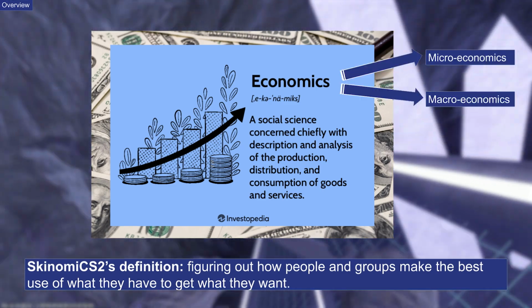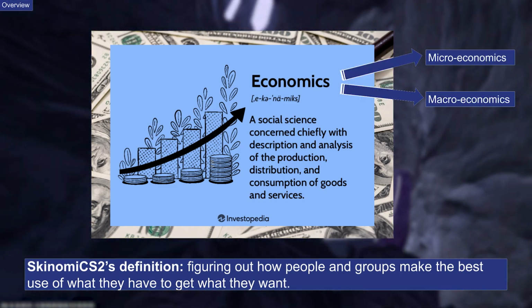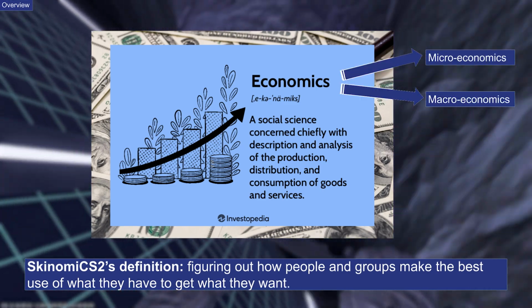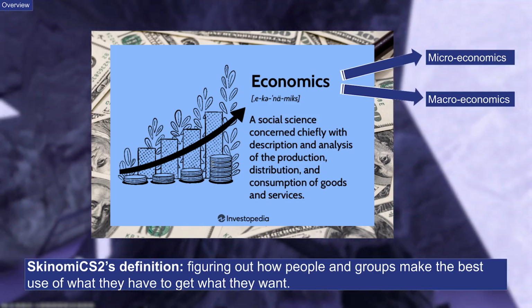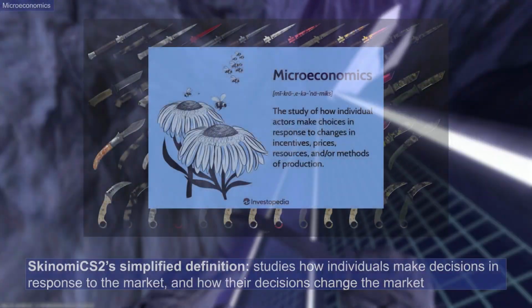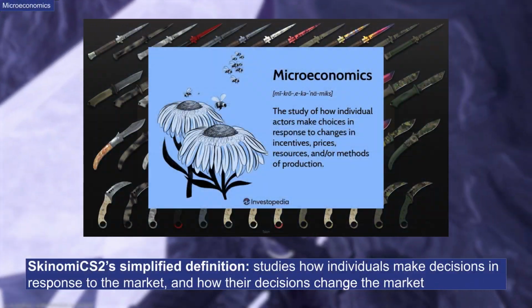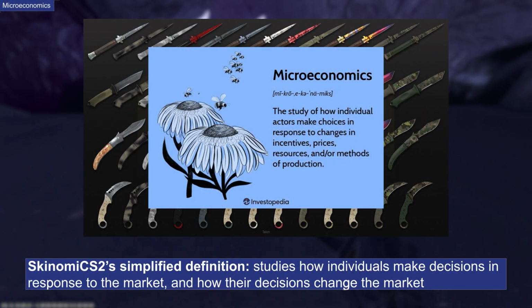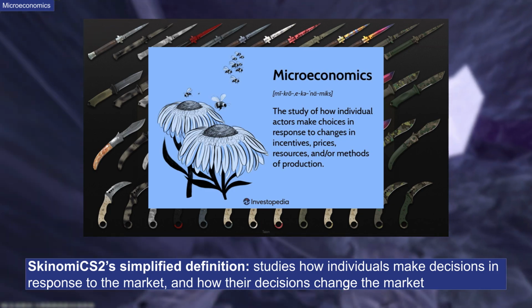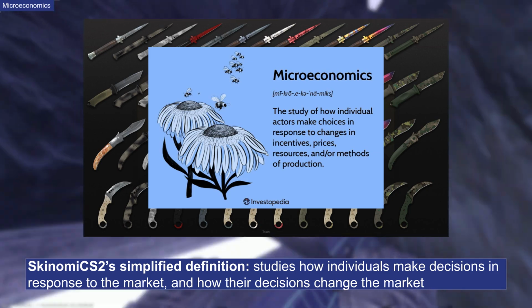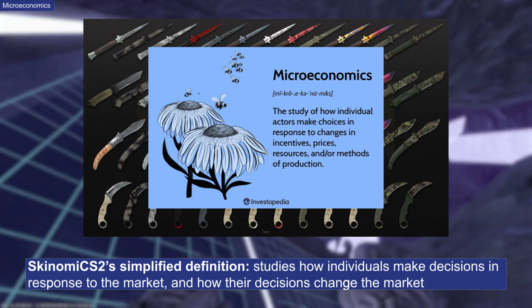There are two branches of economics, microeconomics and macroeconomics. We will focus on microeconomics for most of the video, but I will touch on macroeconomics later as well. Microeconomics is the branch of economics which studies how individuals make decisions in response to the market, and how their decisions change the market. The concept of supply and demand is part of this branch. This is the most important area for understanding the basics of the Counter-Strike skin market.